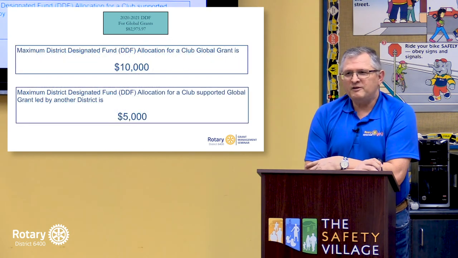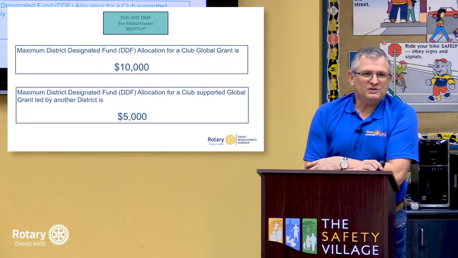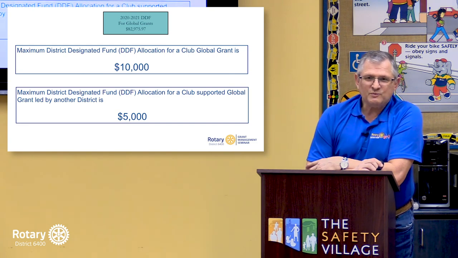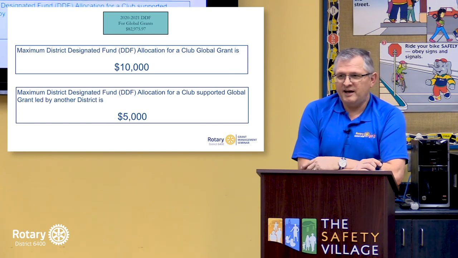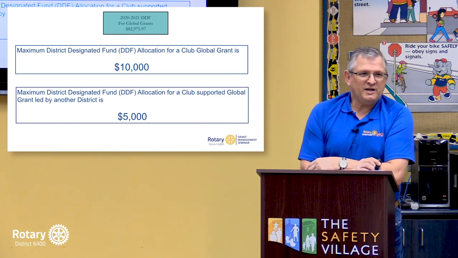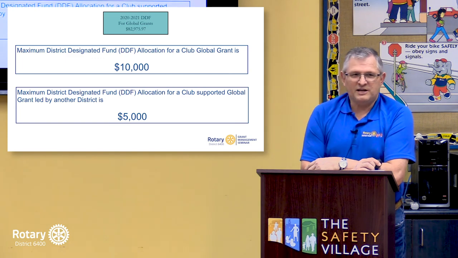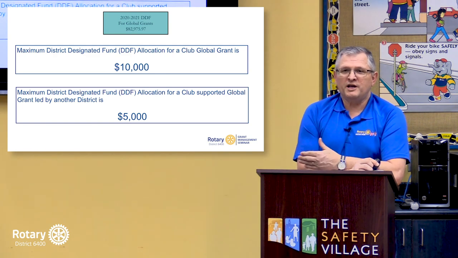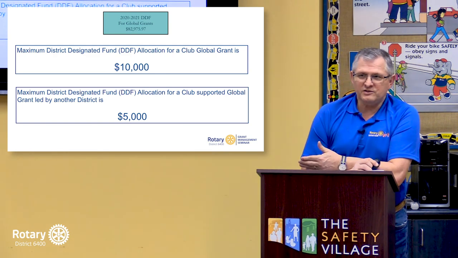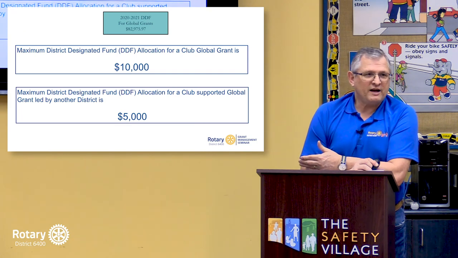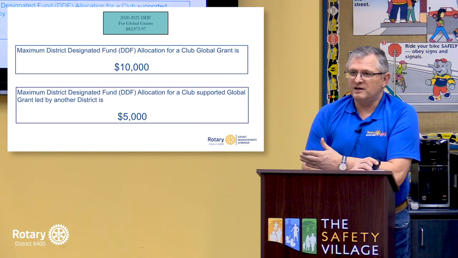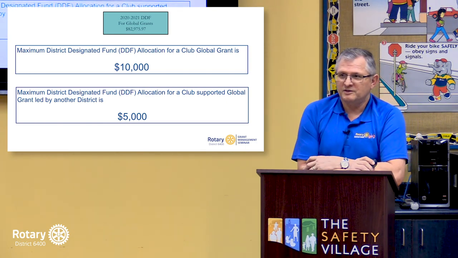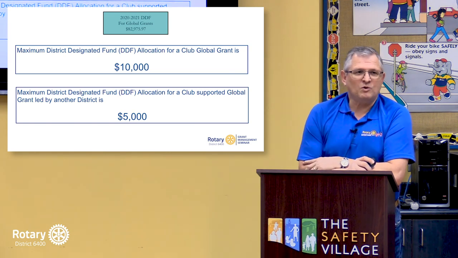Global grants, when you apply for a global grant, we will give you at most $10,000 in matching. If you put in $8,500, we will match $8,500. If you put in $10, we will match $10. If you put in $20, we will match $10. Okay, so that's the limit. Almost always the limit. If you are involved or supporting a global grant that another district is doing, the most we will give is $5,000 for that. So we participate in other districts' grants, and other districts participate in our grants. It goes both ways. But these are the upper limits in almost every situation.